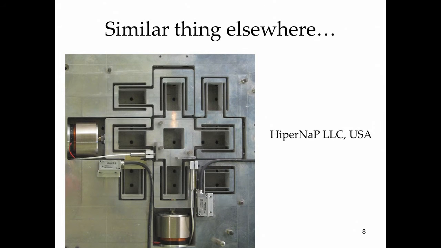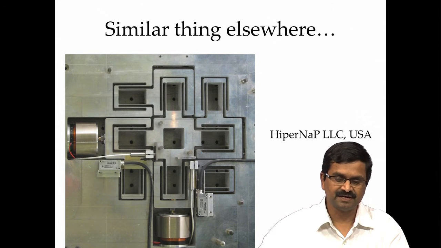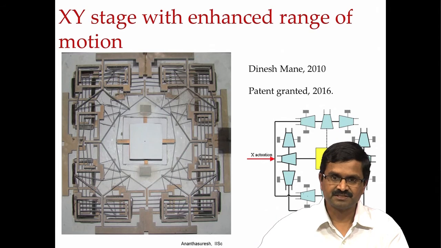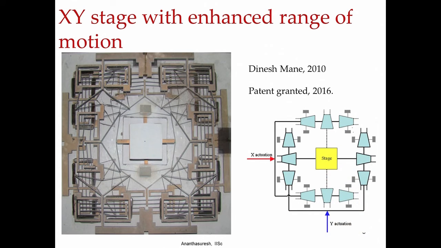Now, if you want to amplify the motion of the actuator, whatever it moves, you want a longer range for the stage, then you need to have a different configuration, which is the one that is shown here. You have the central stage, and then there are 12 building blocks, each of them identical.